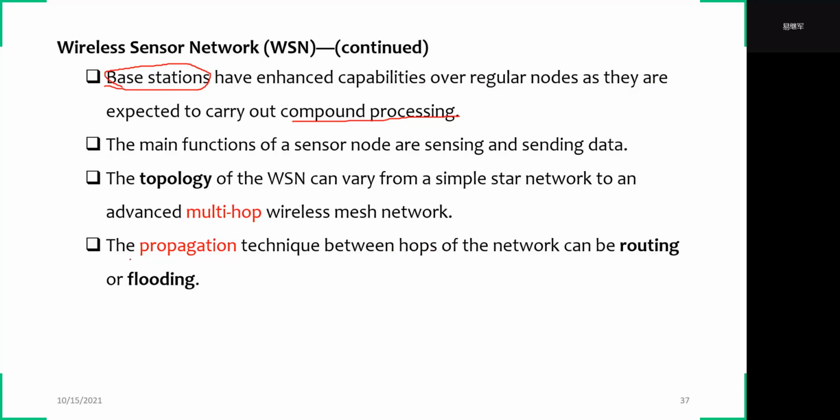The propagation technology between hops of the network can be routing or flooding.